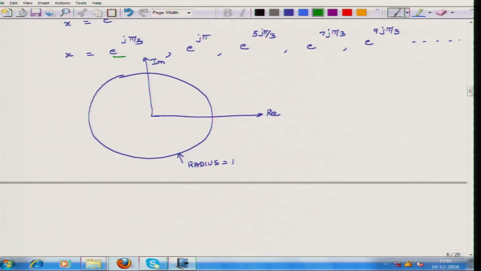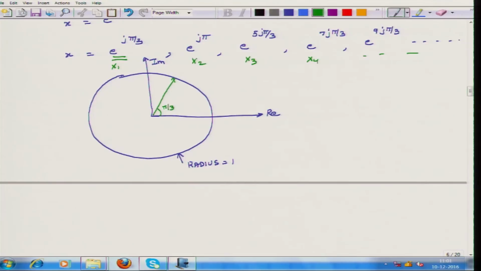The first solution is e to the power of j pi over 3, which means that the first solution is at an angle of 60 degrees or pi over 3 radians from the x axis or the real axis. So, that is my first solution. Let us call this x1, this is x2, this is x3, x4 and so on and so forth. So, this is pi over 3 radians.